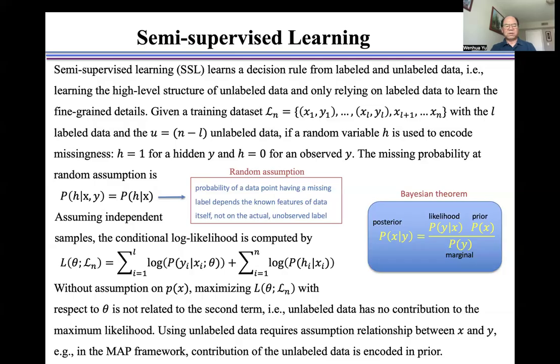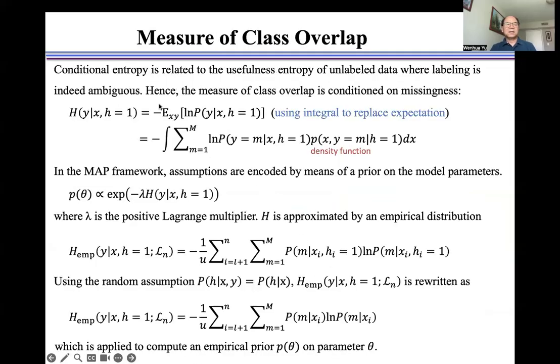For example, in the MAP framework, the contribution of the unlabeled data is encoded in the prior, as shown here. This is Bayes' theorem: this is the posterior, this is the likelihood, this is the prior, and this is the marginal. Conditional entropy is related to the usefulness of unlabeled data, where labeling is indeed ambiguous. Hence, the measure of class overlap is conditional on missingness, as shown here.